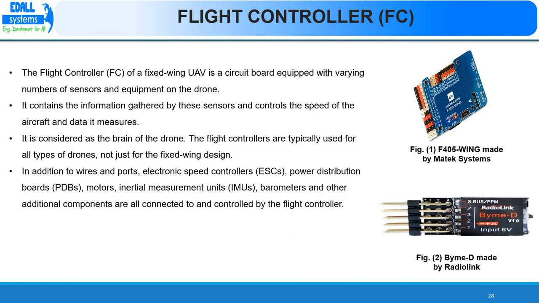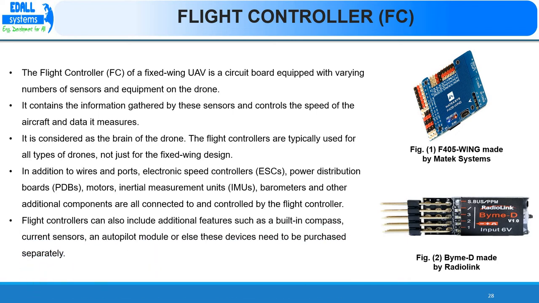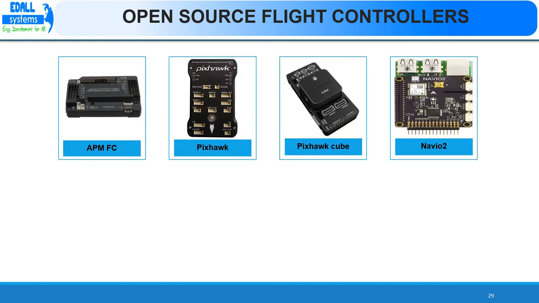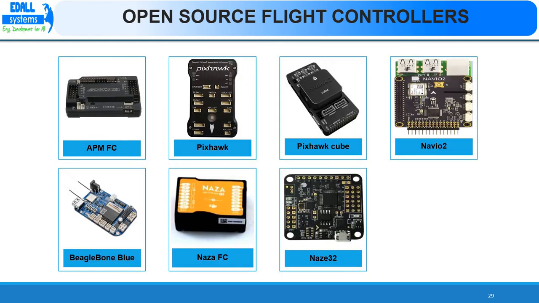Wires and ports, electronic speed controllers, power distribution boards, motors, inertial measurement units, barometers, and other additional equipments are all connected and controlled by the flight controller. The flight controllers may also include features such as built-in compass, current sensors, autopilot module, or else these devices need to be purchased separately. Open source flight controllers are shown on the slide.